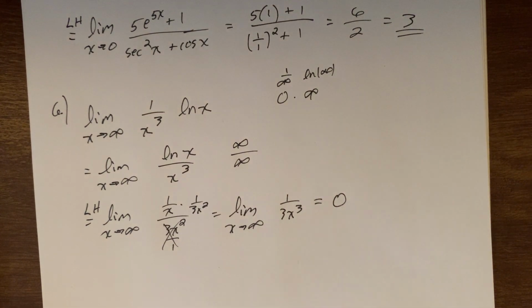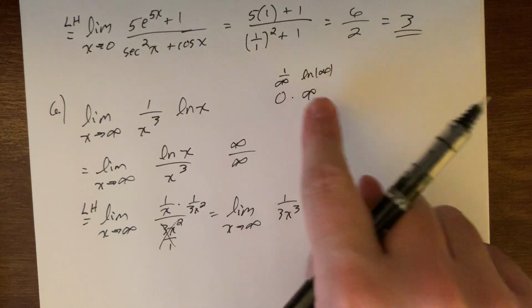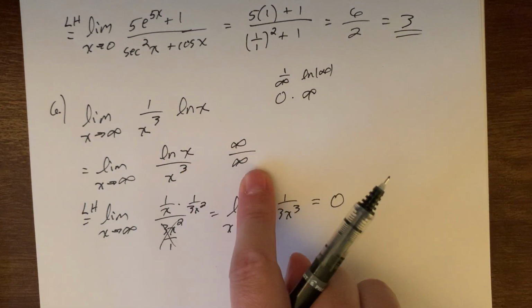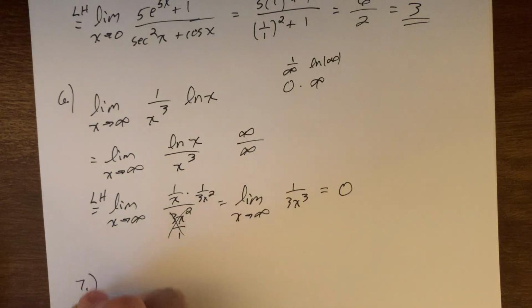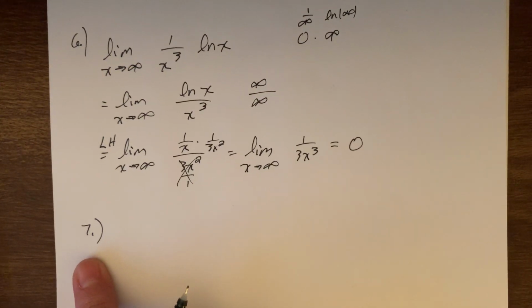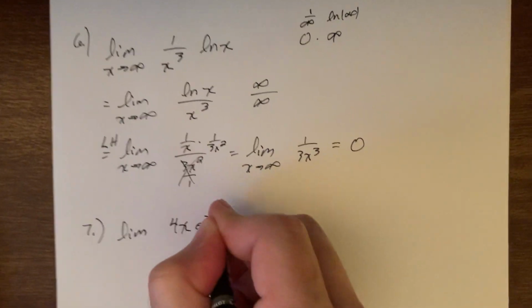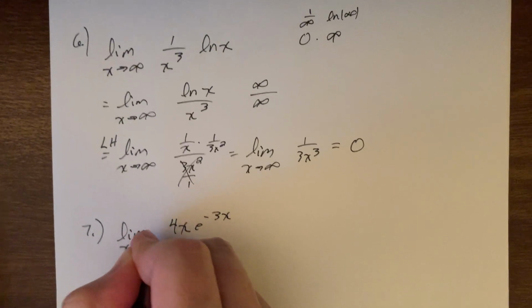So again, go back to number 1. Infinity over infinity went to infinity. Here, infinity over infinity went to 0. I mean, we do get a lot of answers of 0 and infinity. But again, you see there's plenty of other answers that are coming up as well. So let's keep going. This one technically was 0 times infinity, but very quickly can easily make that into something infinity over infinity. Number 7, let's take a look at the limit of 4x e to the minus 3x.